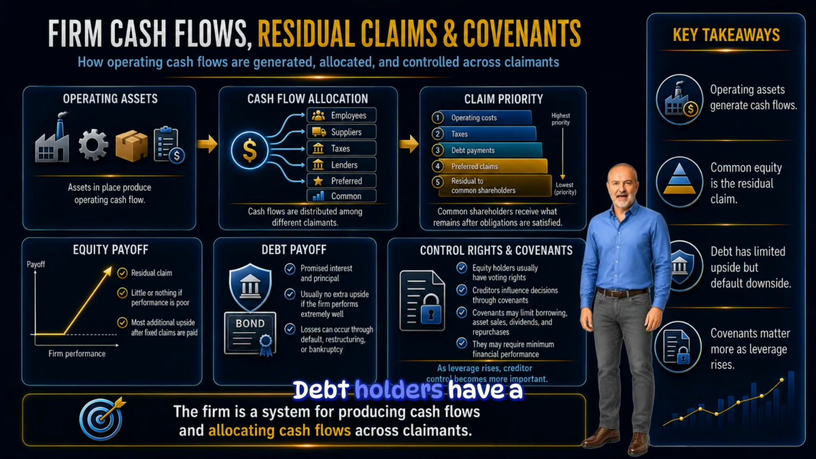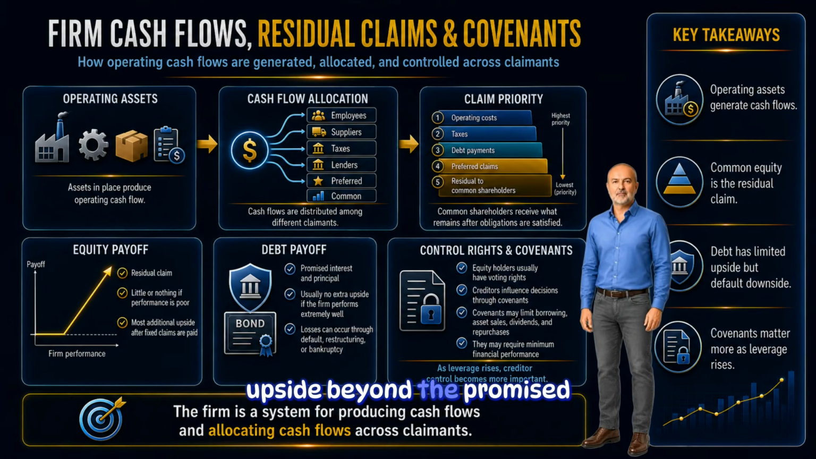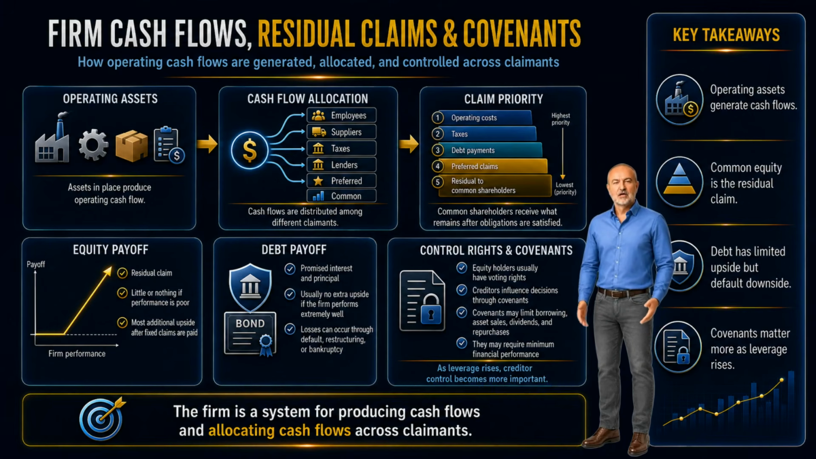Debt holders have a different payoff pattern. Standard debt holders normally receive the promised payments if the firm has enough cash to pay them. If the firm is extremely successful, they usually do not receive additional upside beyond the promised payments. But if the firm performs badly, they may bear losses through default, restructuring, or bankruptcy.